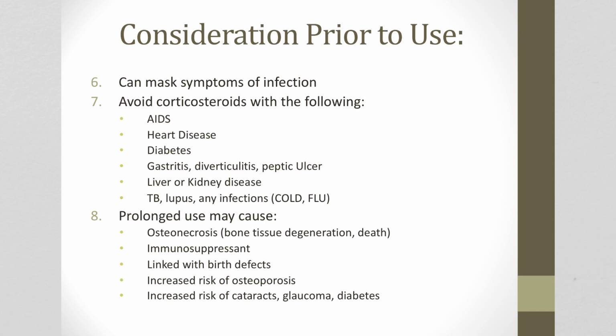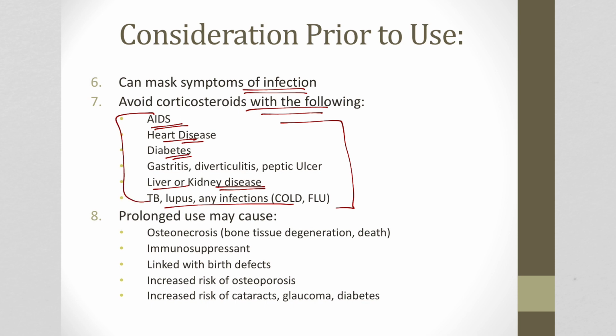Corticosteroids can also mask an infection, right? So you want to be careful of patients who maybe have weakened immune systems. Avoid corticosteroids with the following patients: AIDS patients, heart patients, diabetic patients, for all of the reasons of cortisol and aldosterone controlling many of these processes, right? Your liver and your kidney, TB, lupus, these are all conditions which might make the patient more susceptible to a superinfection, is what I would call it, right?